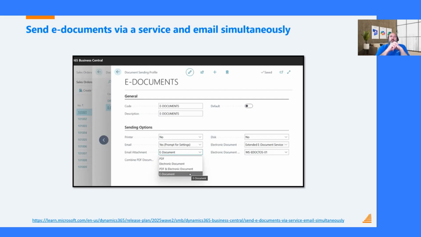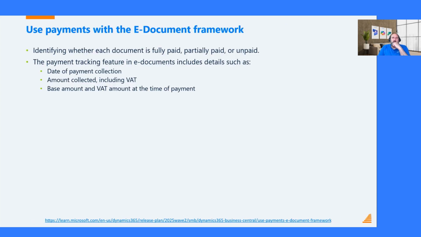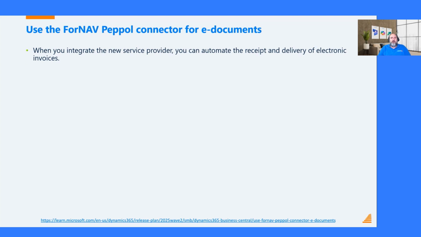And this is another one of those features that we actually did announce 6 months ago when we were doing the same webinar. So one of the features that got pushed back to version 27 from version 26. Use payments with the e-document framework. So identifying whether each document is fully paid, partially paid, or unpaid. So those are the three statuses that you can actually have with it. The payment tracking feature on the e-document includes details such as date of payment collection, amount collected including VAT, base amount, and VAT amount at the time of payment. So now you can actually have that information in your e-documents as well.